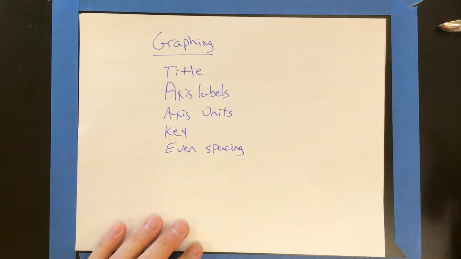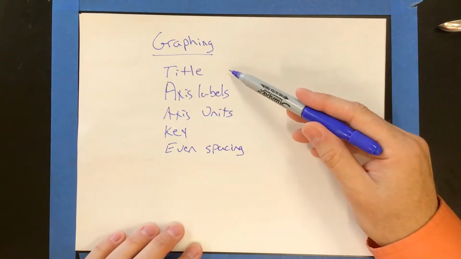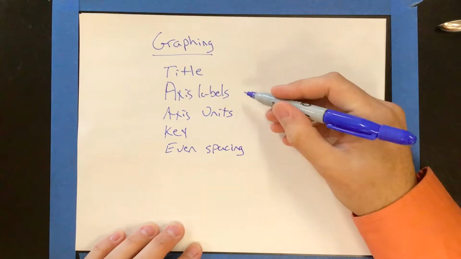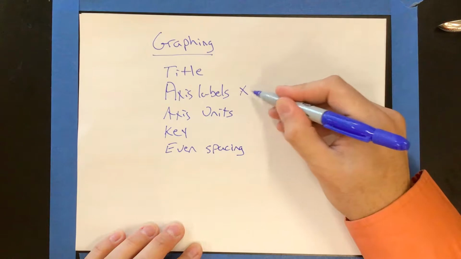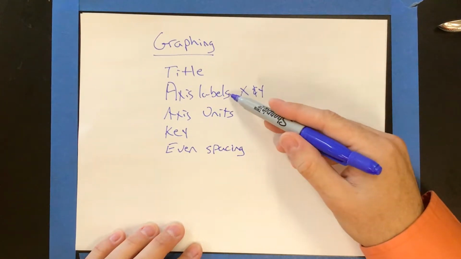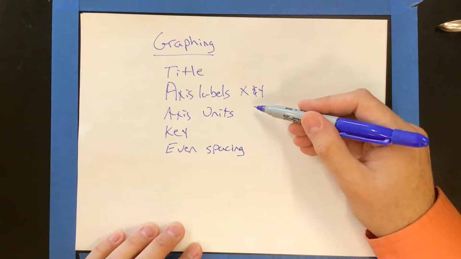So for graphing, a couple things that we're going to always need on every graph. One, you're going to need a title for your graph, something that relates to the graph that we're doing. You need labels on both your X and your Y axis. Those labels should also have units. You can't just tell me time. You need to tell me what unit you're measuring time in.